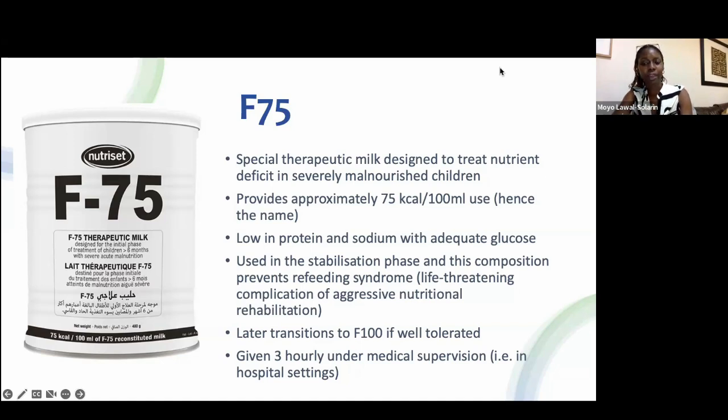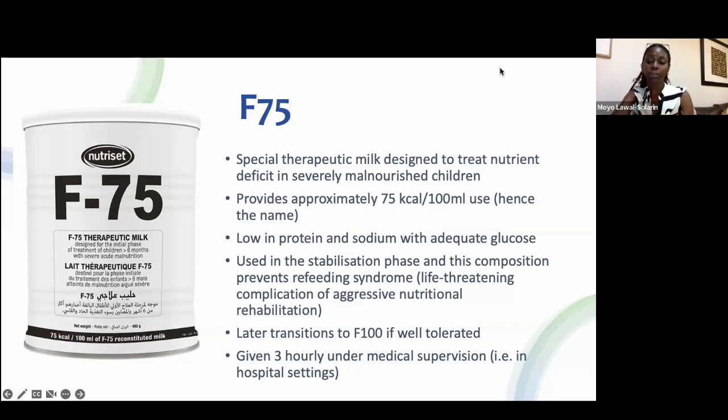And that's a life-threatening complication that happens when we rehabilitate too aggressively. And that has its own set of complications. So we want to avoid that. We start with F75, and then after a few weeks, once the kiddie is stabilized and tolerating F75 well, we transition to F100, which has higher calories, and that's what helps the catch-up growth, and that's what helps them put on weight.